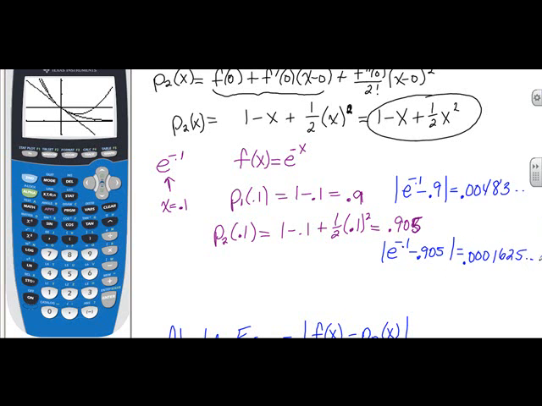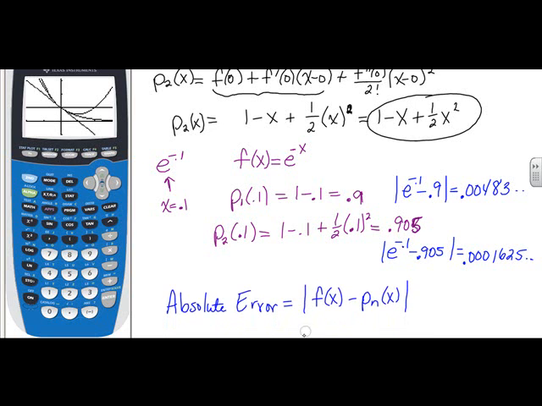Now what I want you to observe there is that we have a smaller amount of error when we use the polynomial approximation with the higher degree. The second degree function gives us a closer approximation than the first degree function. A third degree function, if we went that far, would give us a closer approximation.